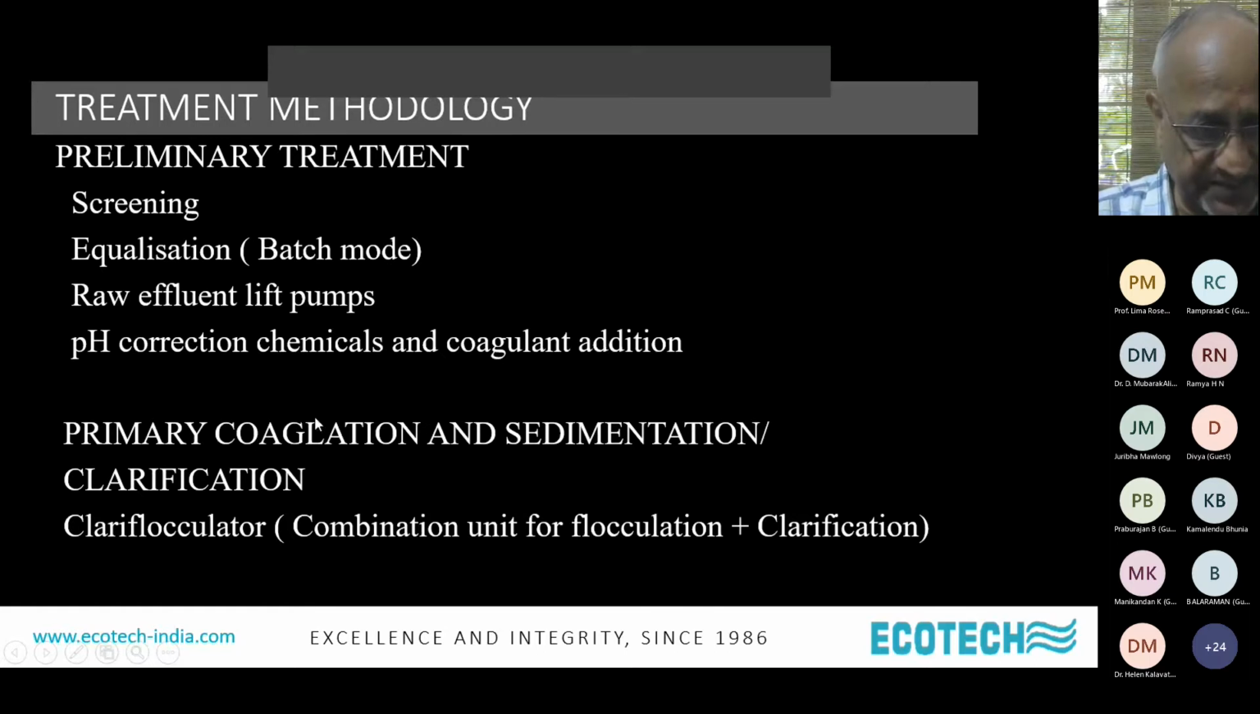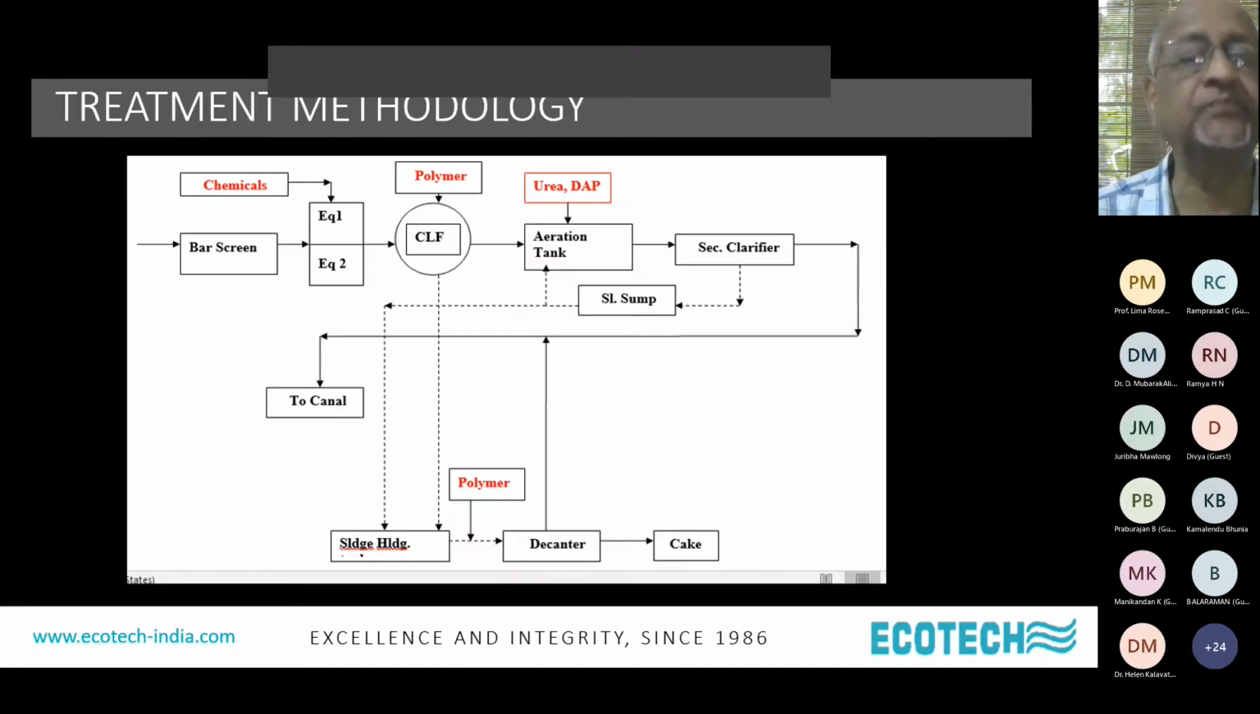This is followed by a primary coagulation and sedimentation stage or clarification. We use a combination clariflocculator. Clariflocculator is a combination unit which has flocculation and clarification in a single combined unit. So this is the treatment methodology which we use. This is the treatment scheme or the flow sheet.